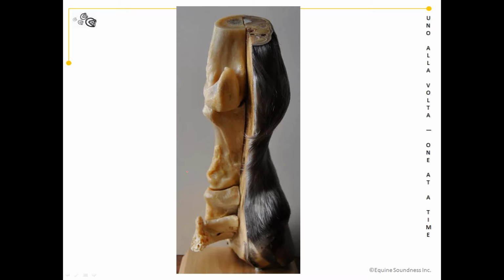Same model from the back. These are all the bones we will be talking about today. And the coffin bone here, and what you see here is the navicular bone. But this is the coffin bone and how it sits here in relationship to the hairline from the back.